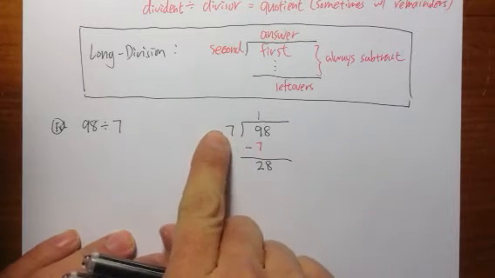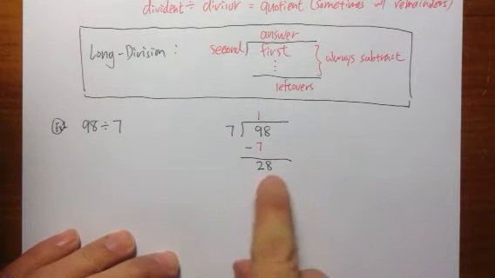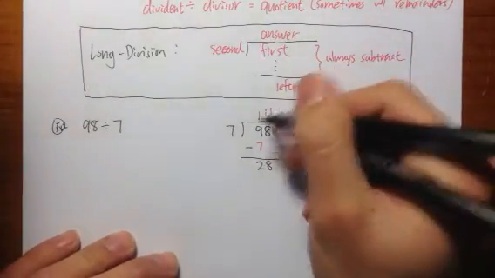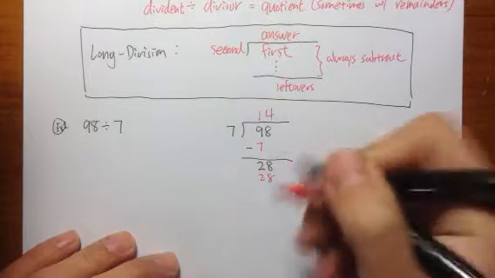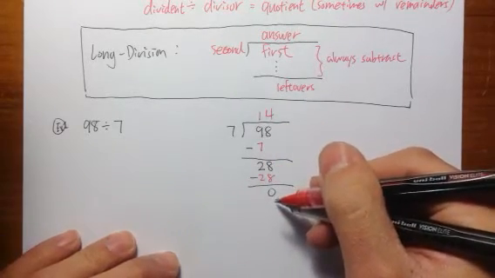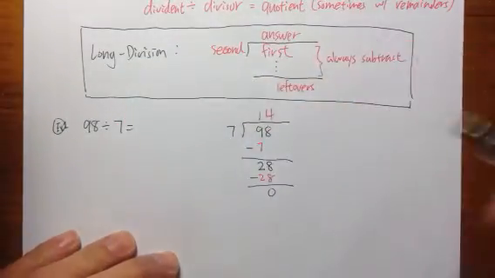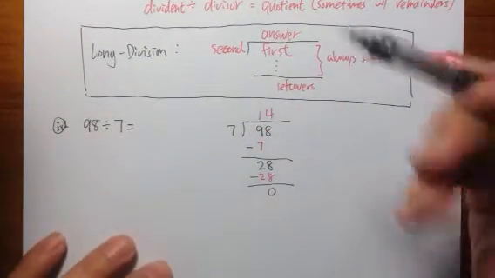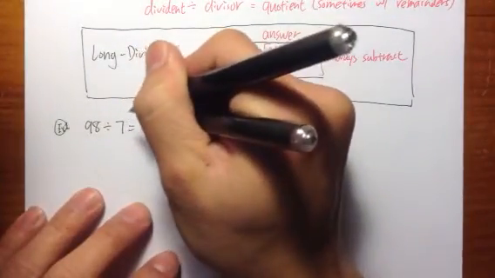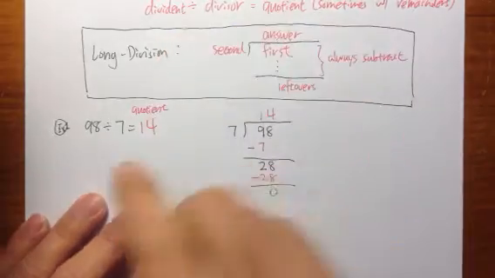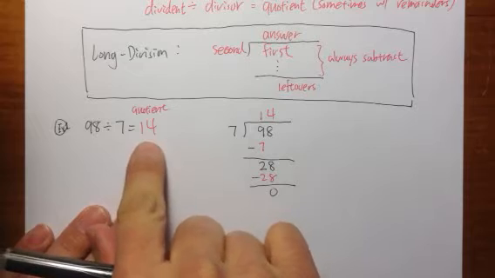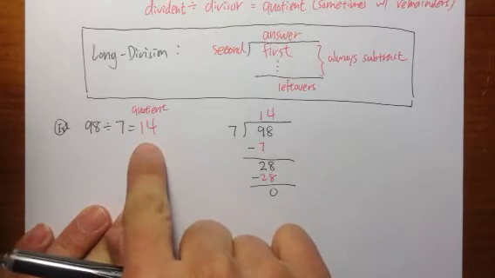And here we are looking at 7 and 28. 7 goes into 28 exactly 4 times. 4 times 7 is 28. And again, you subtract: 28 minus 28, you get 0. So 98 divided by 7, the answer is equal to 14. That's the quotient. The quotient of 98 divided by 7 is equal to 14.